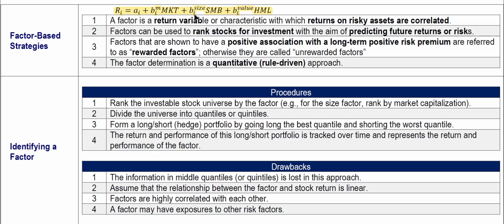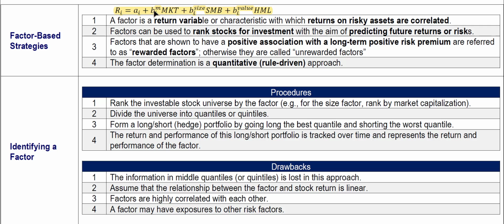So this approach, instead of looking at the firm's basic characteristics, looks at the sensitivity of the stock's movement to the factor premium. It's interesting, and of course it relies on this model. Here, the factor is a return variable or characteristic with which returns on risky assets are correlated. So the beta is a correlation here. The higher the beta, the more sensitive to that risk premium.